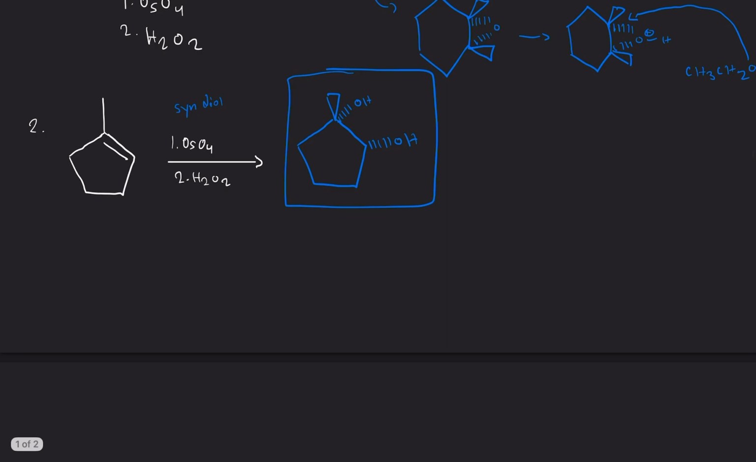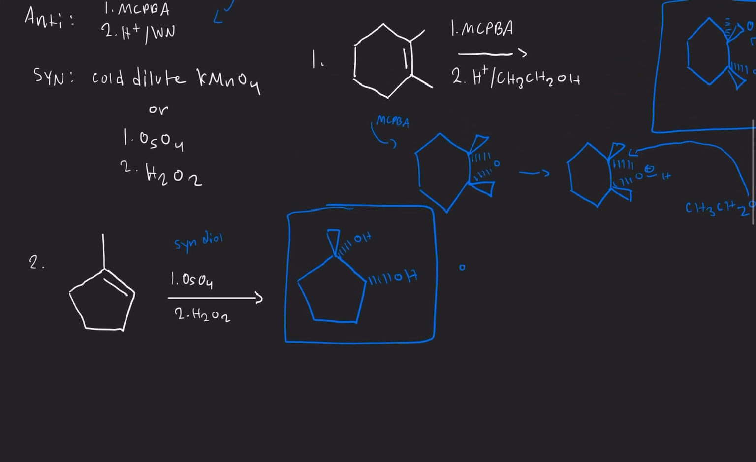You can also get the enantiomer, right? So don't forget that, because if I were to put that methyl group at the start on the dash, then both of our OHs would have been on a wedge.